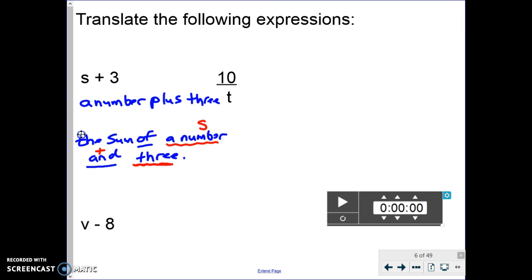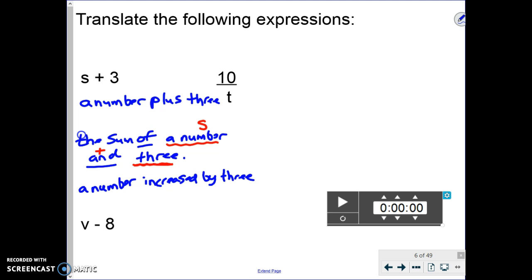We can just do a couple more. So I could say a number increased by 3.